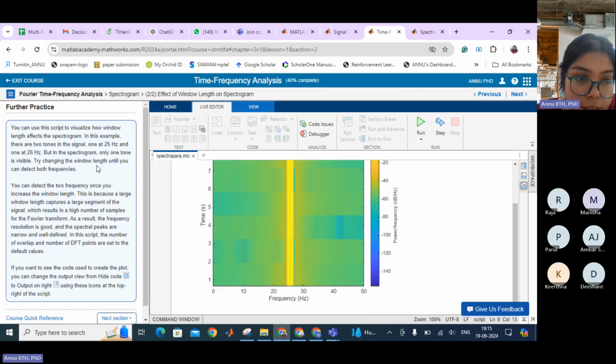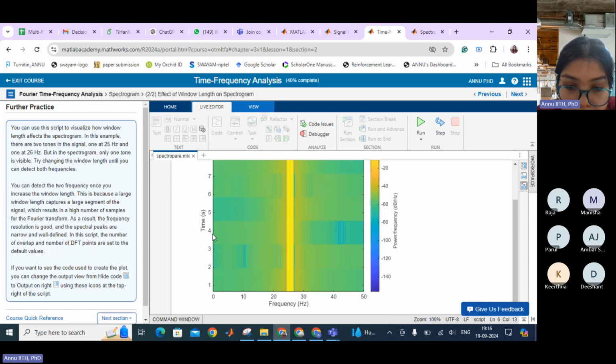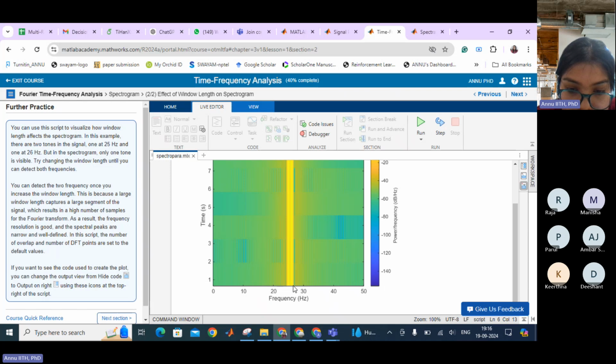You can use the script to visualize how window length affects the spectrogram. In this example, there are two tones in the signal, one at 25 hertz and one at 26 hertz. So how can you see two tones? This is 25 and this is 26. But in the spectrogram, only one tone is visible. Try changing the window length until you can detect both tones.